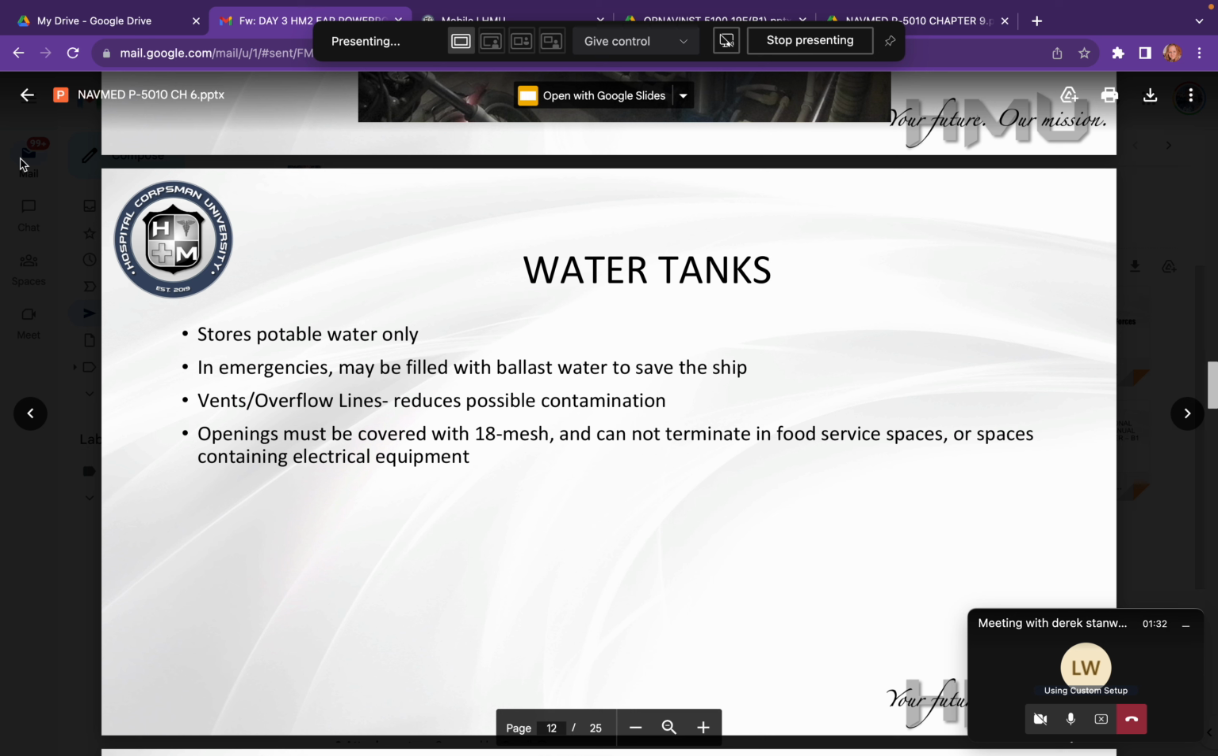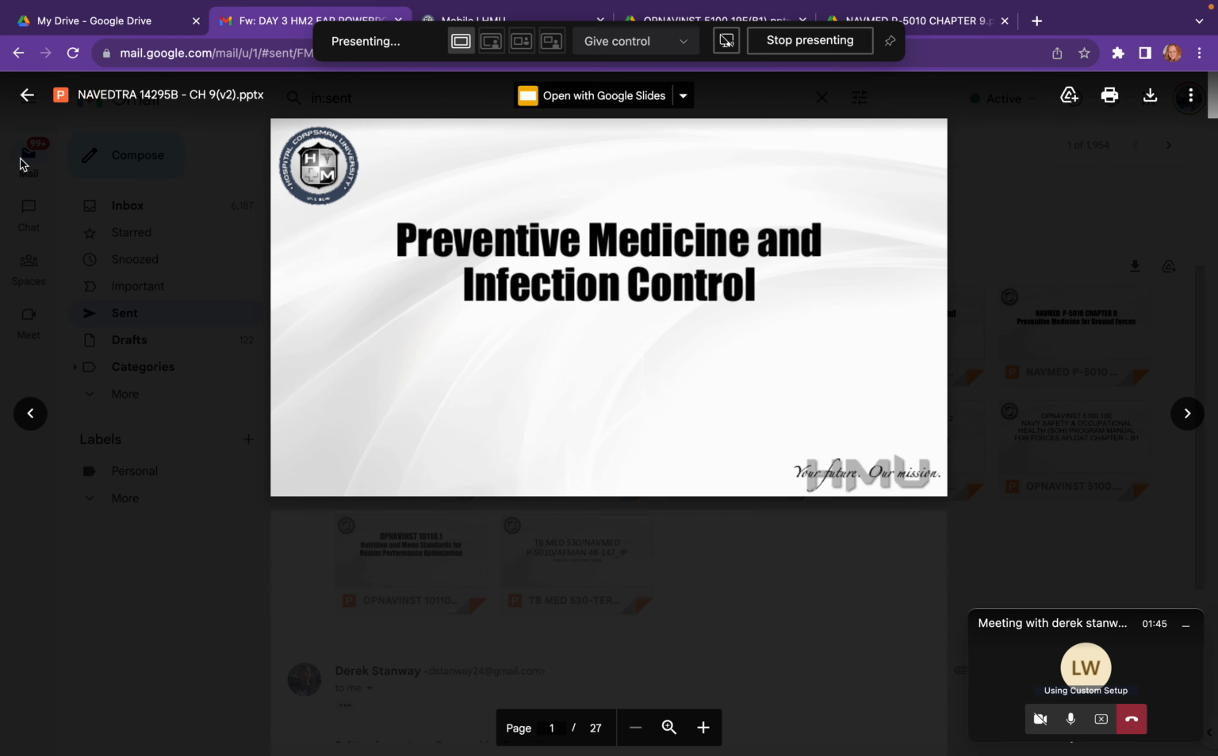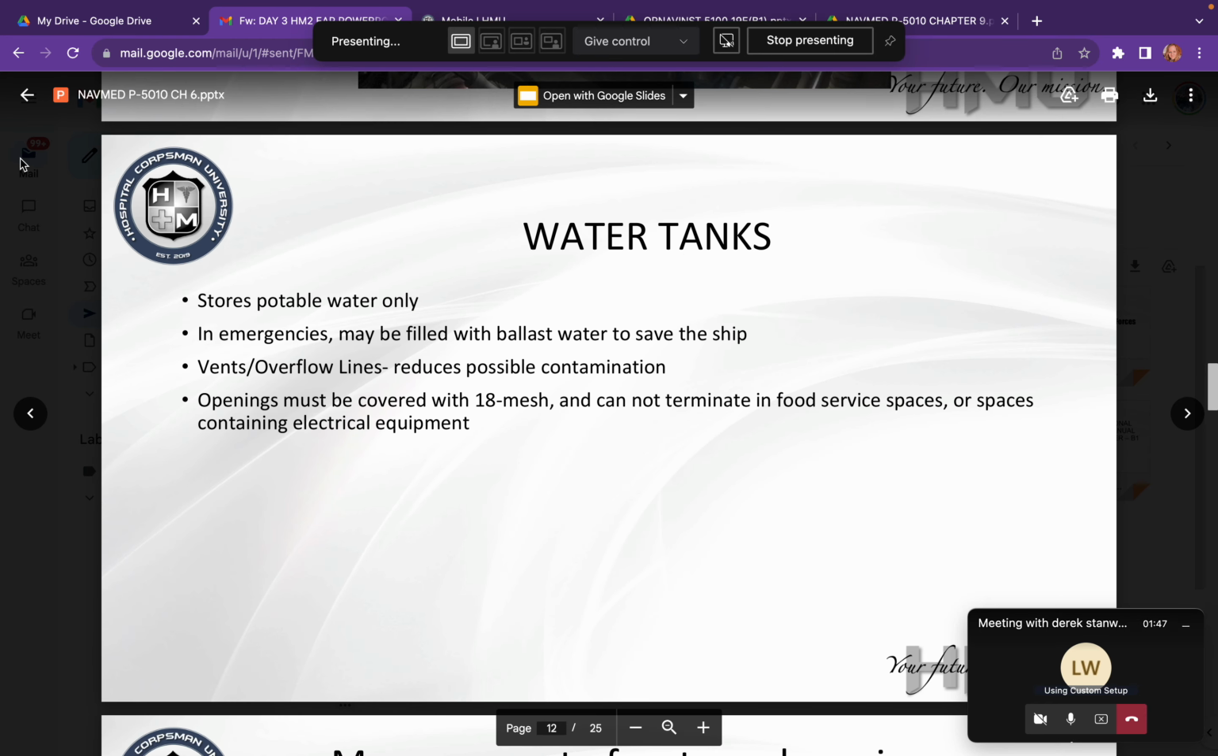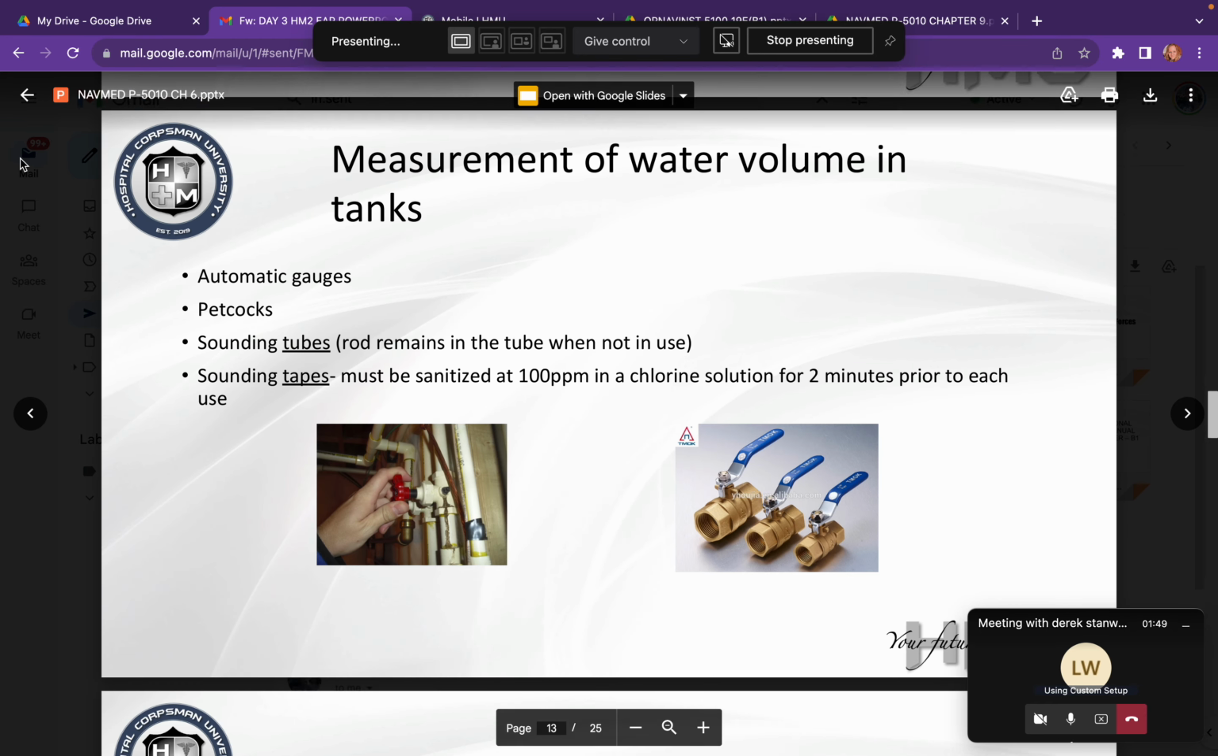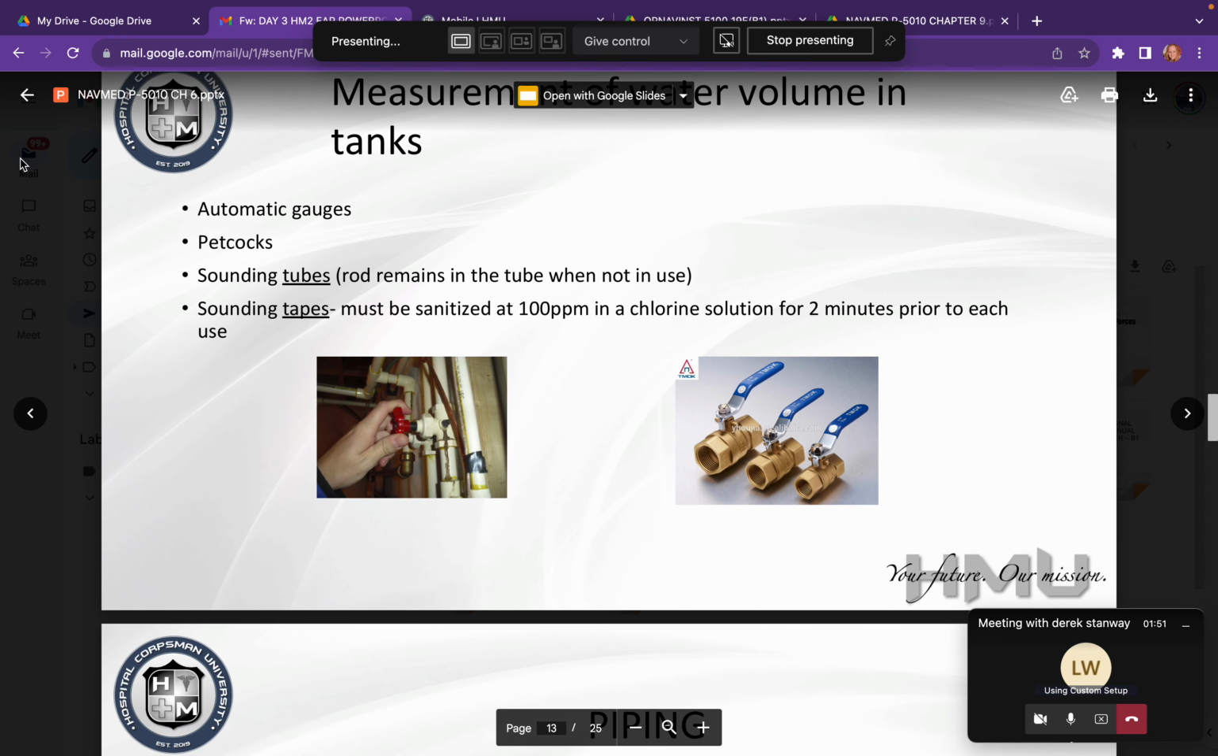Measurements of water volume in tanks. You have automatic gauges, petcocks, sounding tubes, and the rod remains in the tube when not in use. So it's like there's a tube, and then there's a rod that you place inside of that tube, and then sounding tapes. These must be sanitized at 100 parts per million in a chlorine solution for 2 minutes prior to each use.